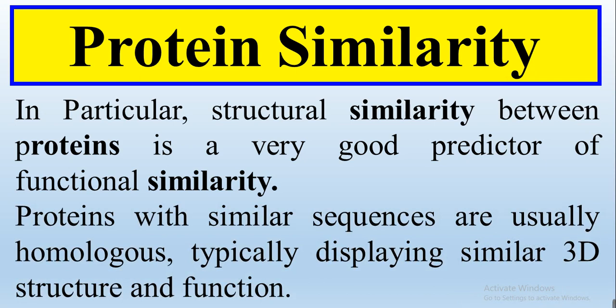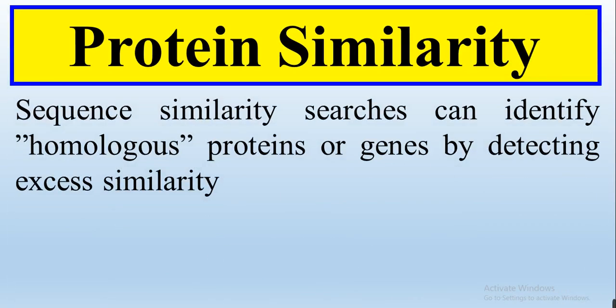Proteins with similar sequences are usually homologous, typically displaying similar 3D structure and function. Sequence similarity searches can identify homologous proteins or genes by detecting excessive similarities. If we want to find out how much similarity these proteins have, and if the proteins have more similarity among their sequences, then we can say that they are homologous, and we can predict their function on the basis of that similarity.